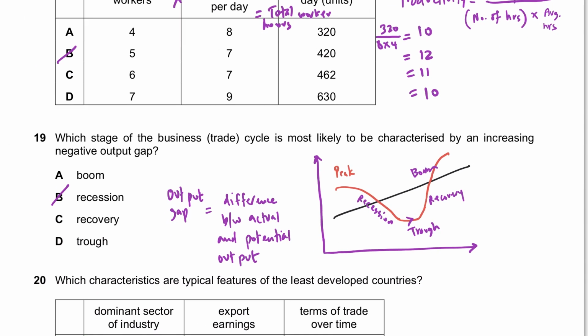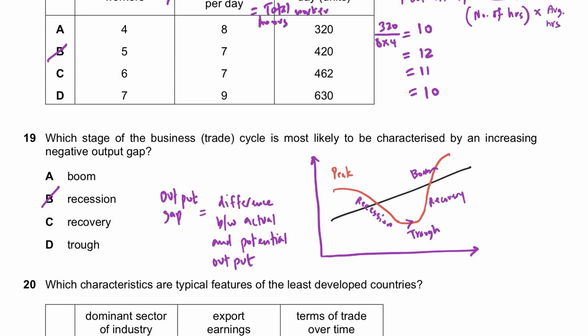Number 19 is about the economic business cycle. I just want to give you a small explanation. So the economic business cycle looks like this. There's a peak period where basically the output is at its highest. Then comes a recession. In a recession, we see falling output. Then comes a trough, which is the lowest point in terms of economic downturn. And then the economy starts to recover, and then there's a boom.